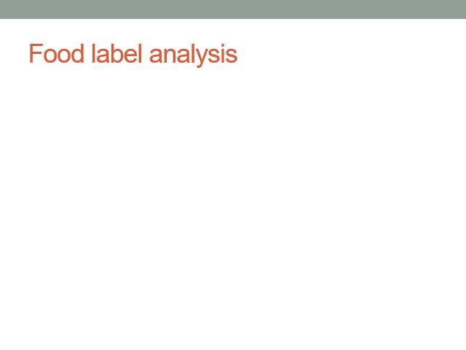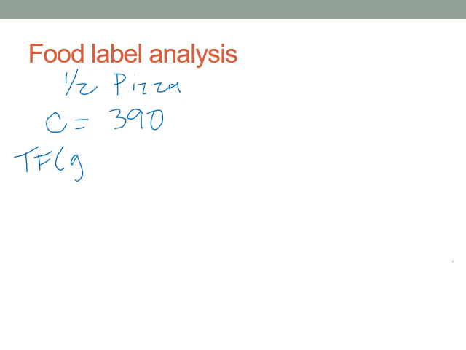Okay, so when you go to do your food label analysis, you're going to have to type it all out. So it'll start with your food name, right? And you can do it for one serving, or you can do it for whatever you would realistically eat. I would just leave it at one serving. So our name is half a pizza. Our calories, we have 390, right? Total fat in grams, I'm just going to put it like TF in grams, is 18 grams.